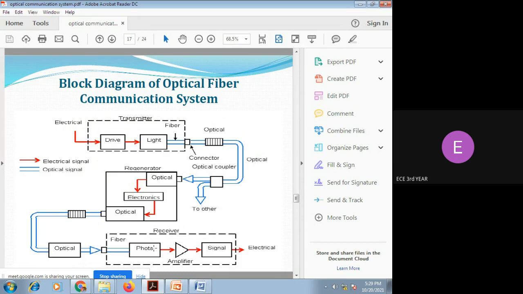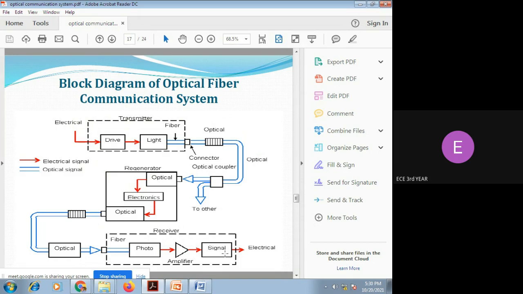Based on the choice, we are choosing either a PIN photodiode or an avalanche photodiode. This diode will convert the light signal to an electrical signal. That electrical signal is sent to the amplifier block, which has an amplifier and a low pass filter. The low pass filter is used to remove the noise signal, and the amplifier increases the strength of the signal. Last is the signal restorer block.